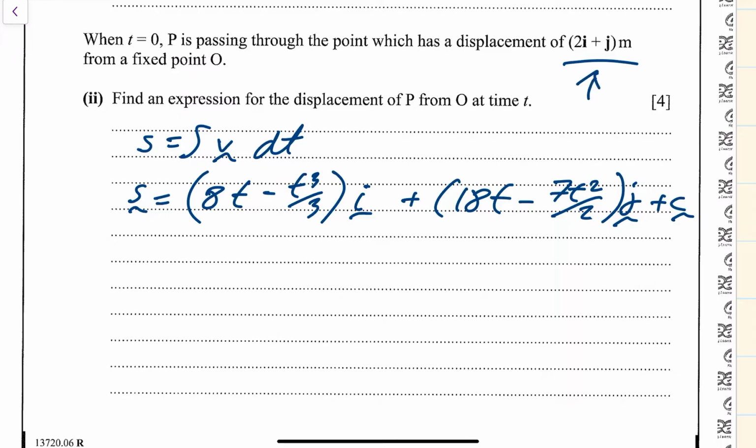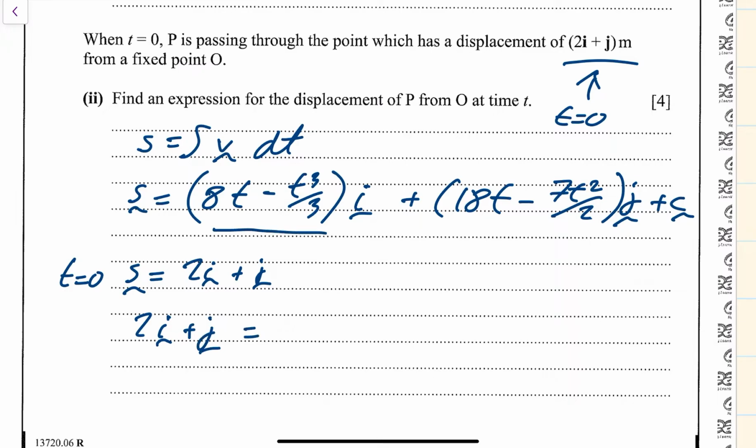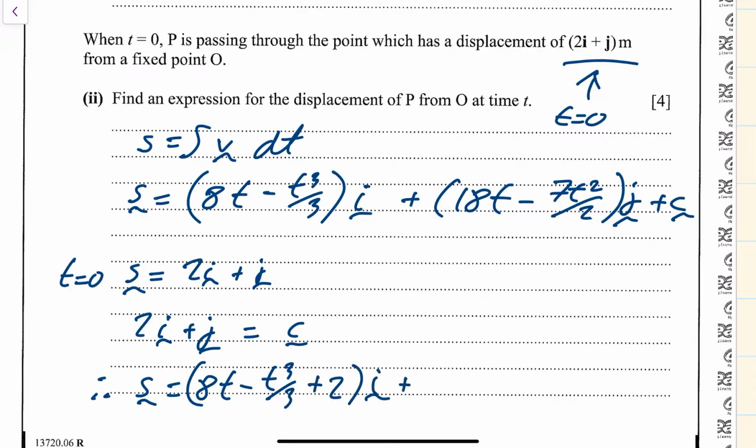Right, now we're using this bit of information. When t equals 0, s was 2i plus j. So let's just put that in. That's going to be 0, that's going to be 0. So 2i plus j just equals your c. And that means therefore your s is equal to 8t minus t cubed over 3 plus 2, that's the i's, plus 18t minus 7t squared over 2, and then plus 1, and that's your j's. So you've got your s equation.